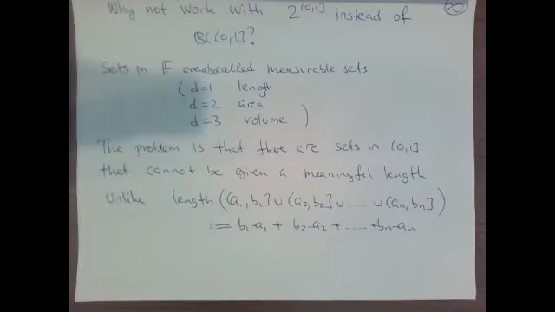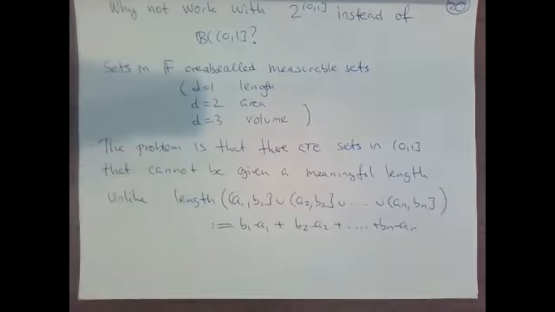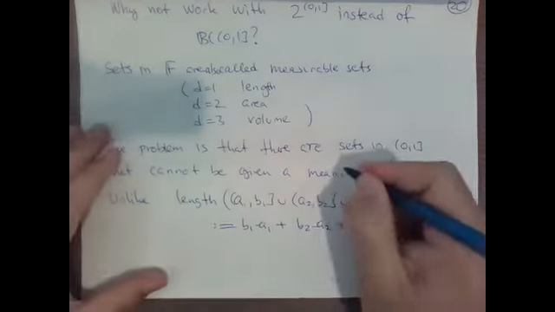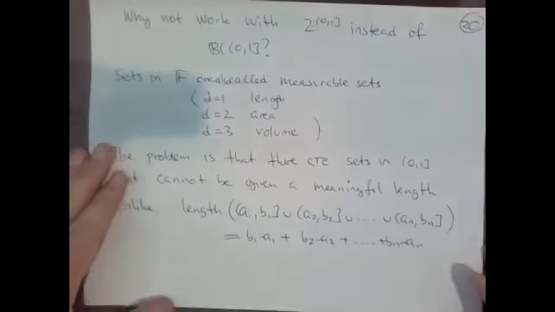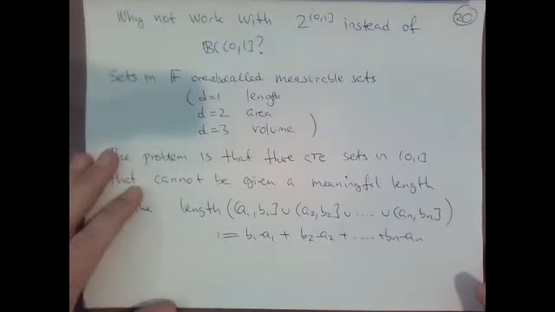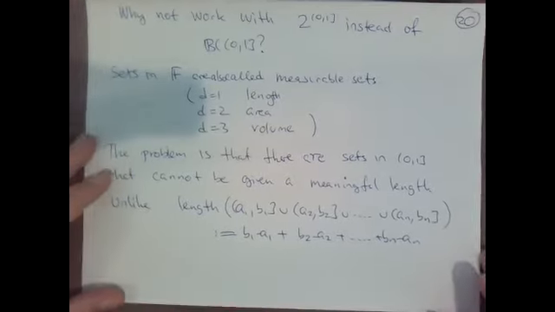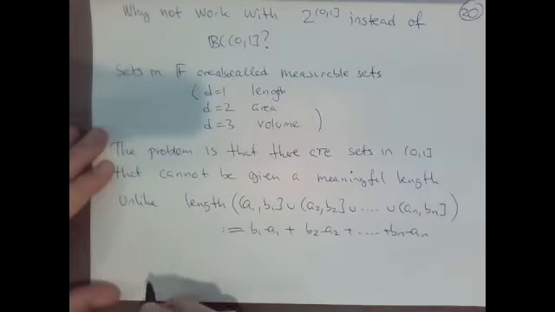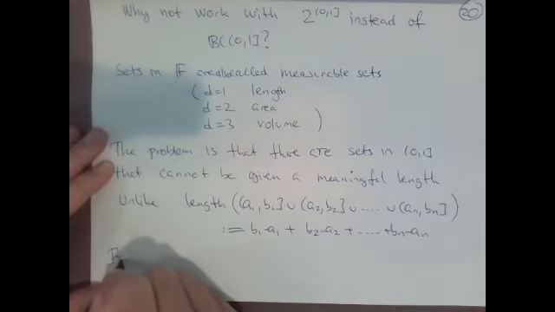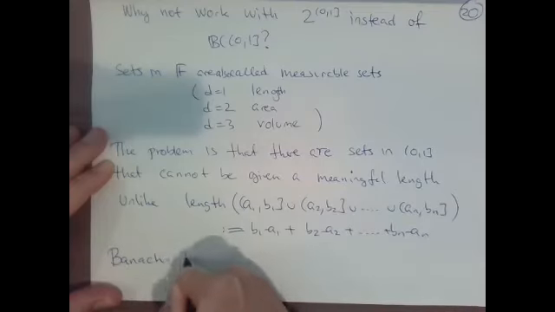So the problem is that there are these sets. I'm claiming that there are these sets in the interval 0 to 1 that cannot meaningfully be assigned a number, a length, such that this happens. Okay, how on earth am I going to convince you that something like this is true? The way that I'm going to do this is something called Banach-Tarski.